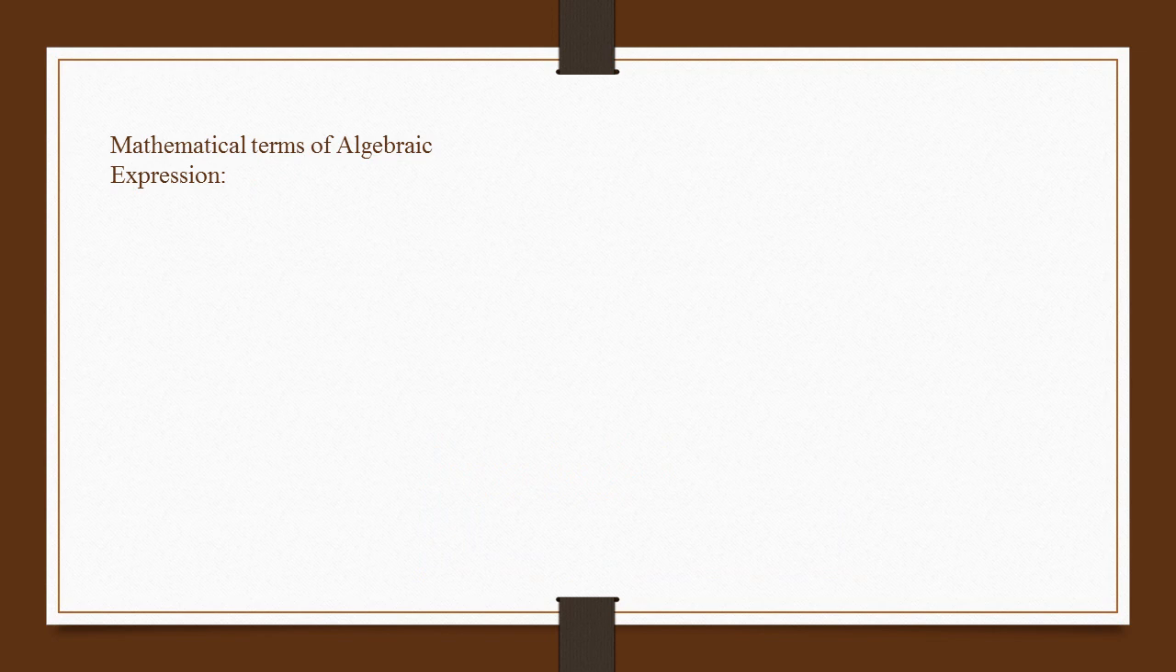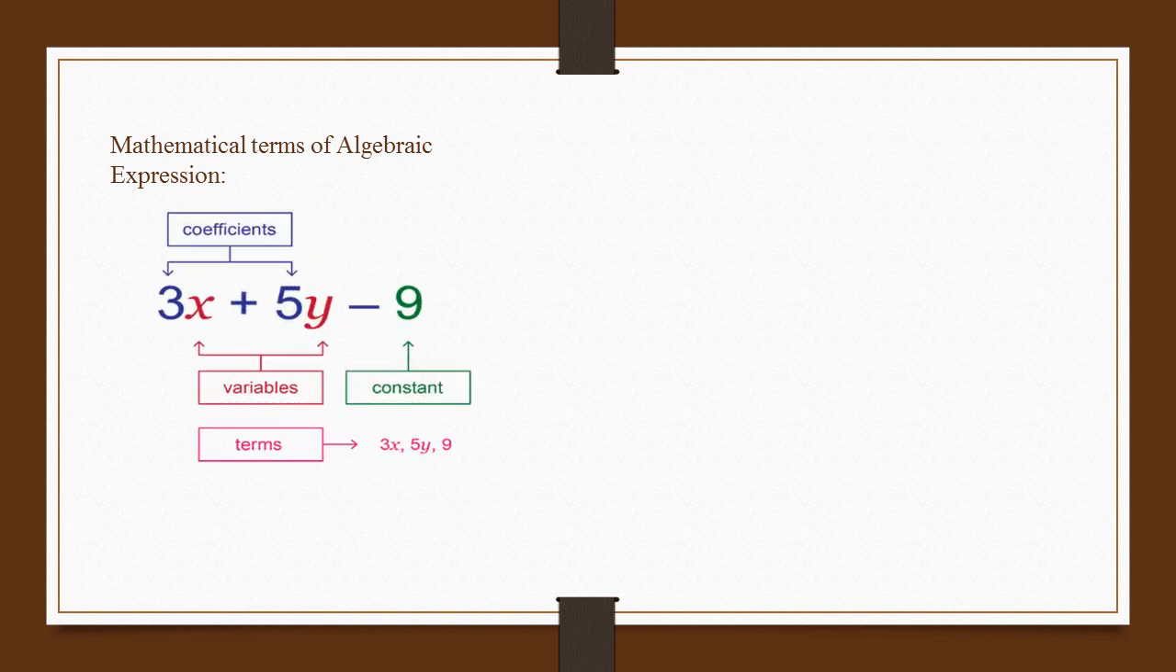Mathematical terms of an algebraic expression. Before starting our new topic, we should know what the mathematical terms of algebraic expressions are. Here you can see an algebraic expression and its labeling: the numbers along with the variables are coefficients, the letters x and y are variables, and this number is a constant. And here 3x, 5y, 9, we call these terms in mathematics.